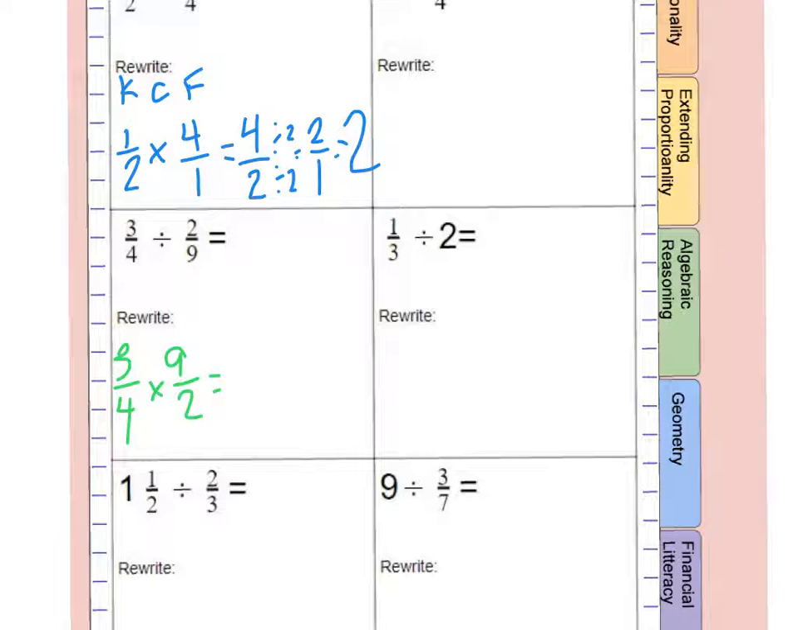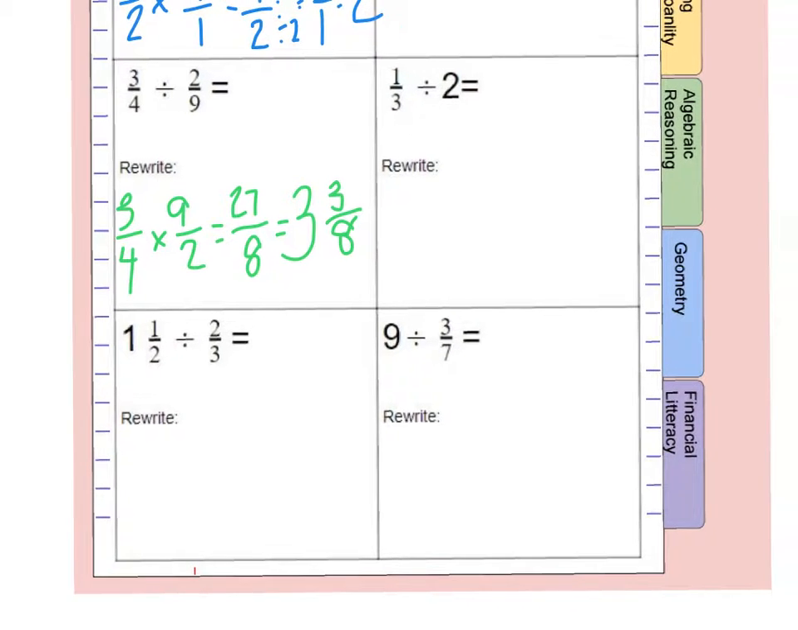So 3 times 9 is 27. 4 times 2 is 8. And that's improper again because the bigger number is on top. So that means when we find our answer, we're going to see 8 fits into 27 3 times, and 8 times 3 is 24. So that means we have a remainder of 3, and we keep our denominator the same. So my answer is going to be 3 and 3/8. Okay, 3 and 3/8. All right.